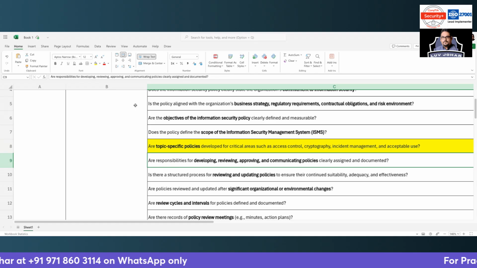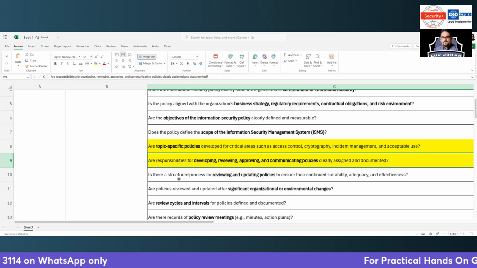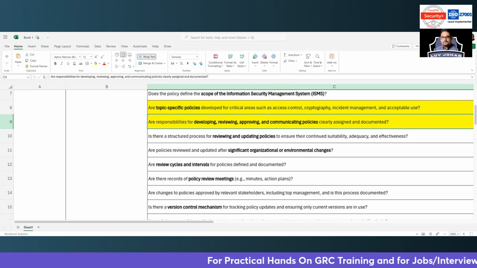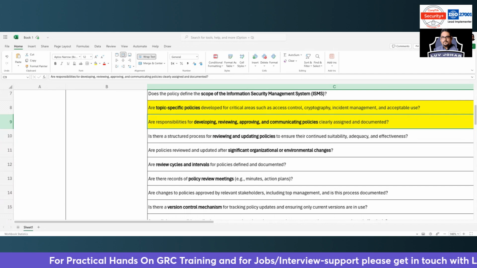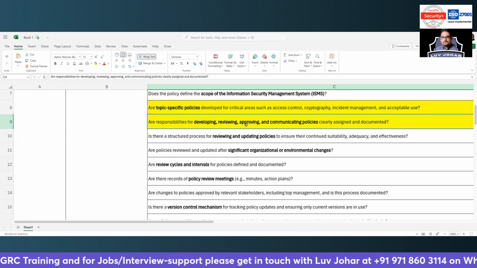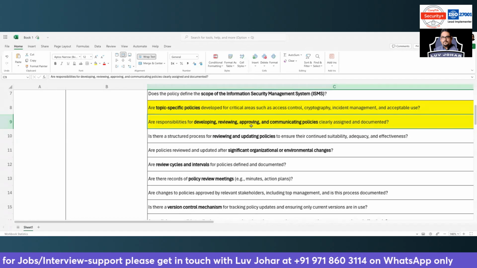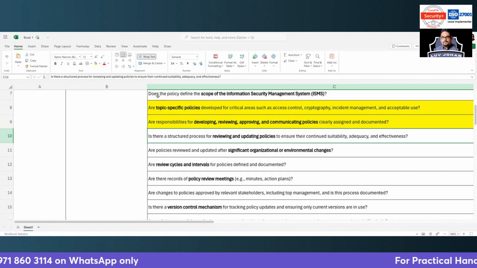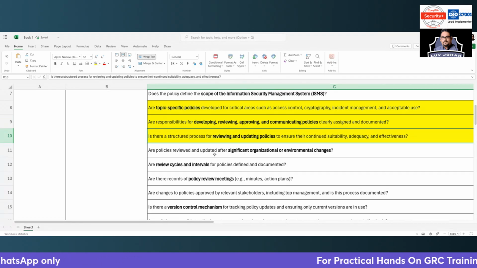Okay, then the other thing is, are responsibilities for developing, reviewing, approving, and communicating policies clearly assigned and documented? Here you need to add roles and responsibilities. Okay, who will develop the information security policy, who will review it, who will approve it, who will be communicating this policy, what will be the periodicity of the communication. Each and everything you need to add in the information security policy.